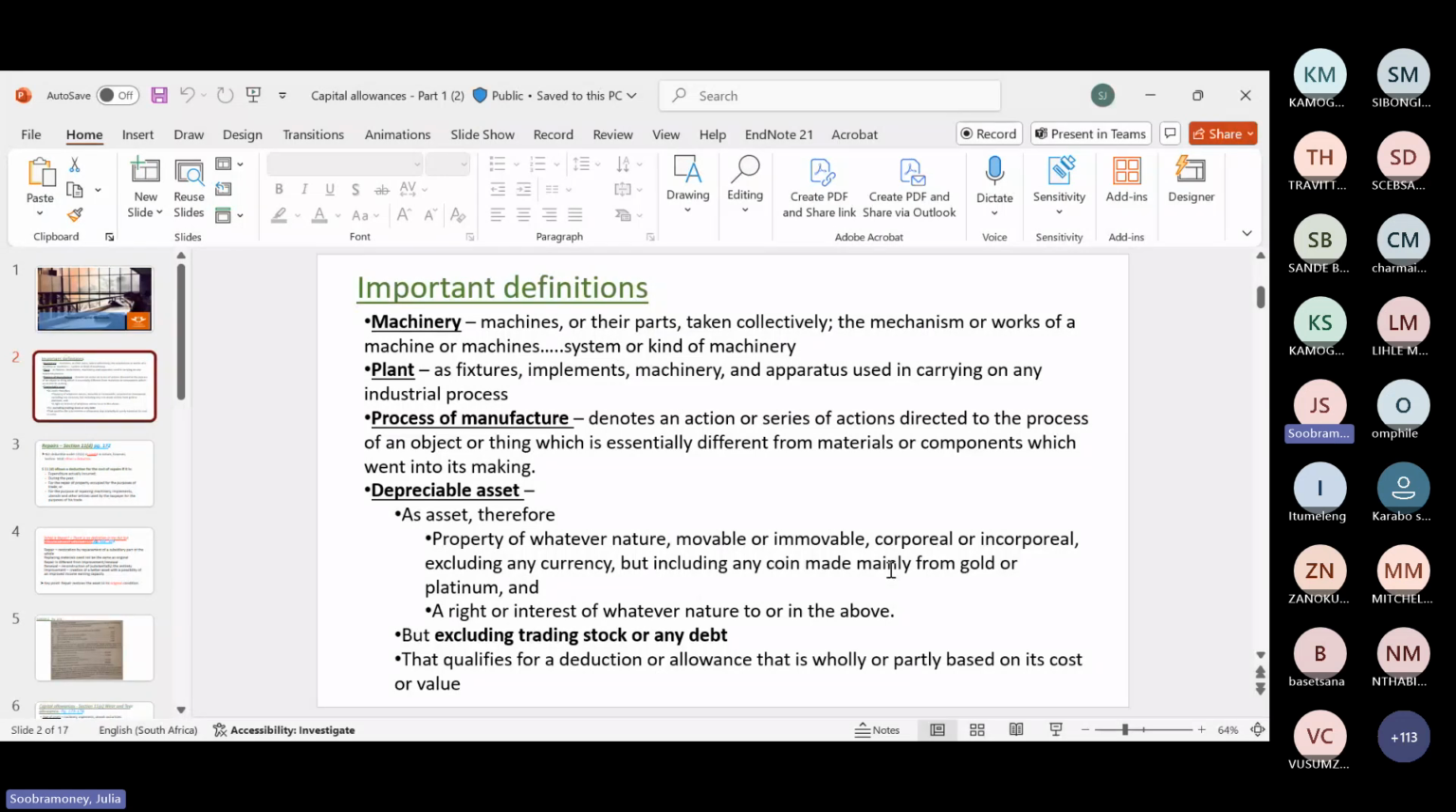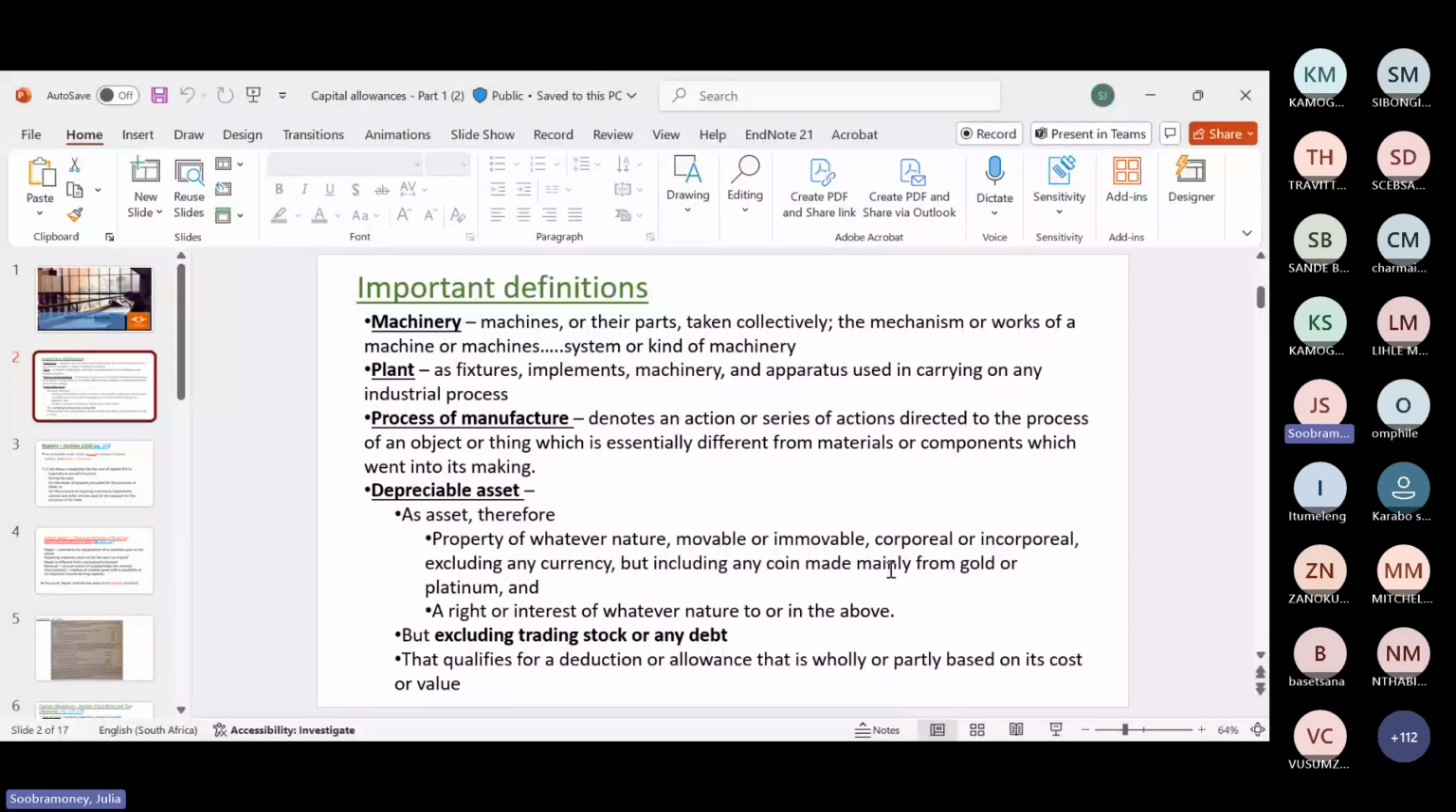It says excluding any currency, but including any coin made mainly from gold or platinum. So a depreciable asset does not include the money within the business. I think that is understandable, right? Money comes and goes in and out. But why do they specifically include a coin made mainly from gold or platinum?